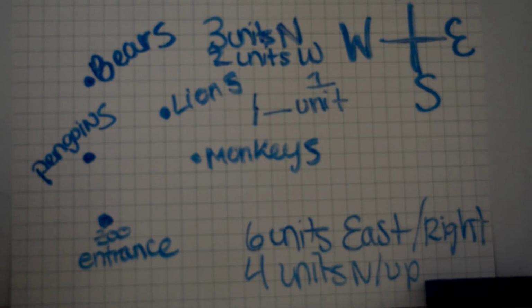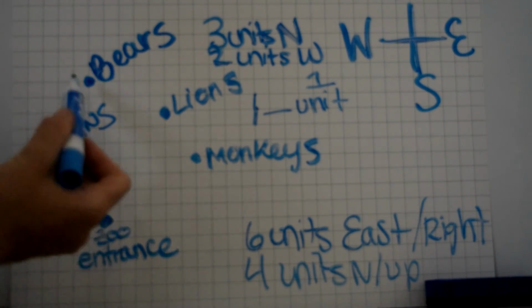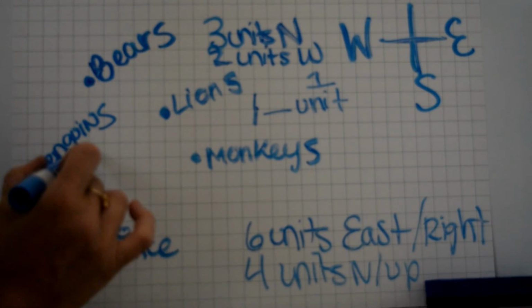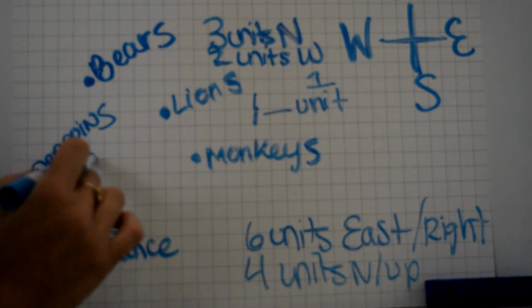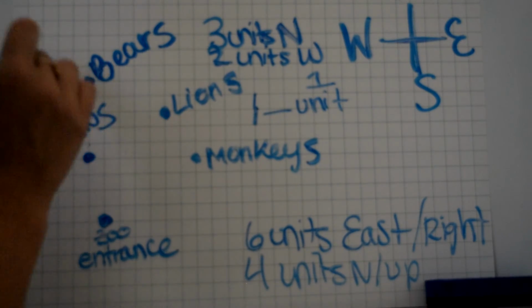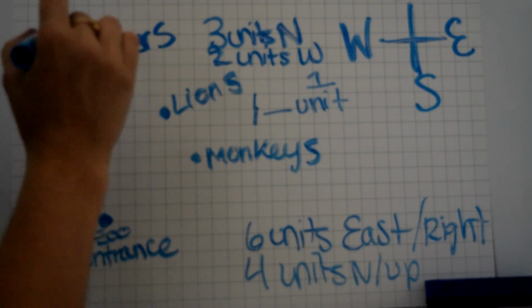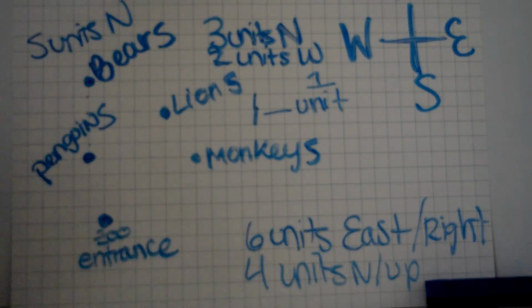Now let's say I want to go from penguins to bears. This one is a good example as well because it happens to be on the same line. So all I need to do is go 1, 2, 3, 4, 5, and that would be 5 units north. And that would be it.